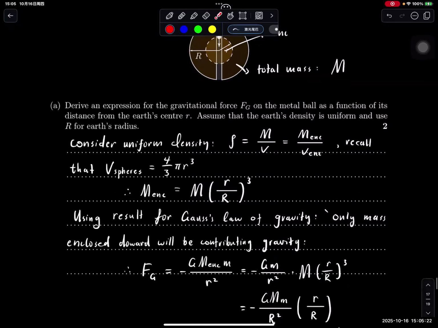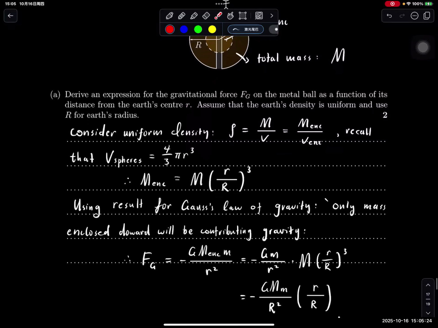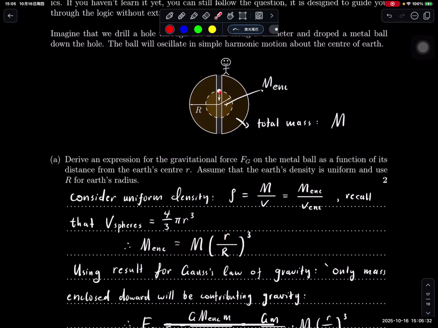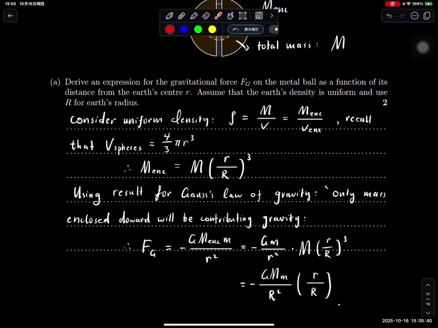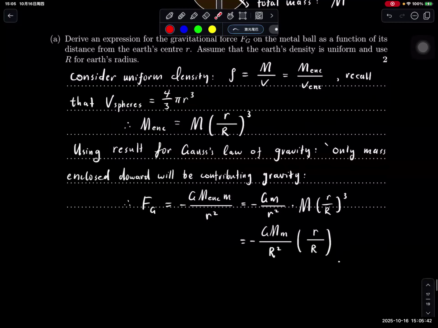Recall that the volume of a sphere is 4/3 pi r cubed. So you can get the enclosed mass as a function of this radius, where the radius is the position of my ball, right? And you pretty much just substitute this into that. Does that make sense?